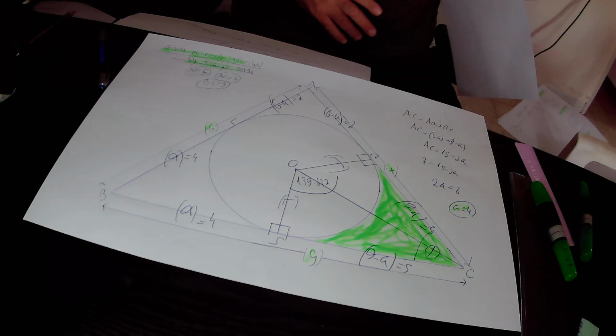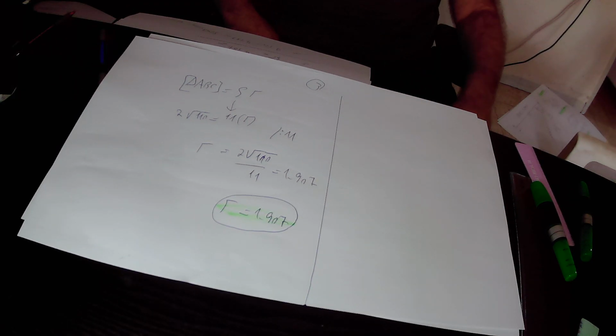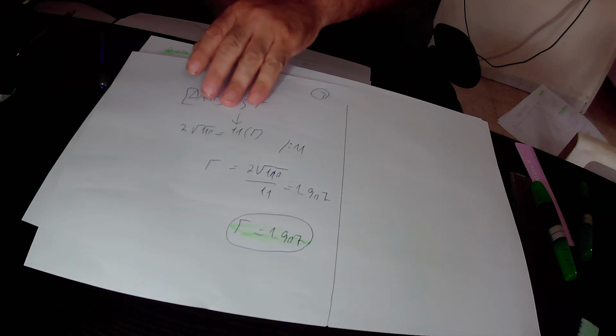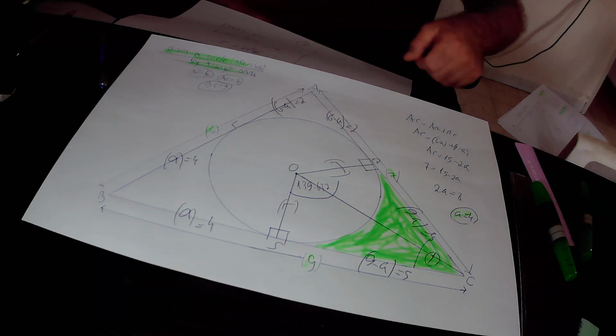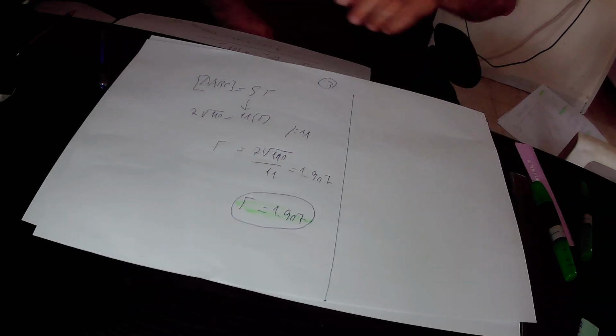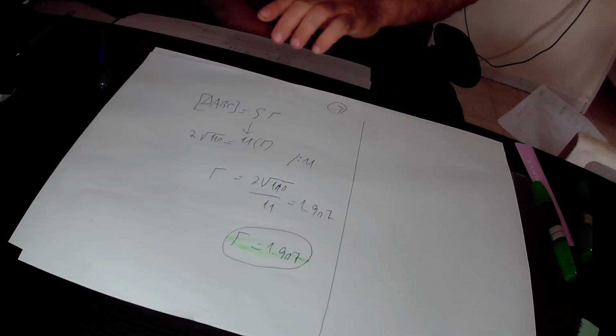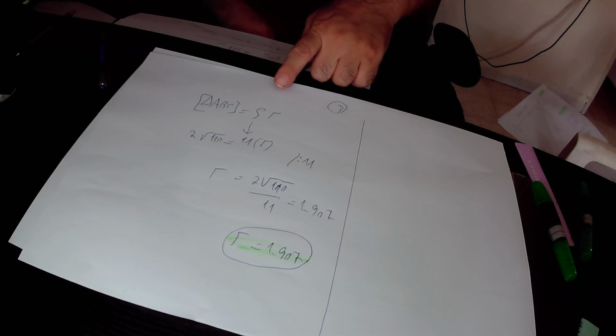We have a special formula for a triangle that circumscribes a circle. This is triangle ABC, which circumscribes this circle. According to the special formula, the area of any triangle that circumscribes a circle is equal to the semi-perimeter of the triangle.